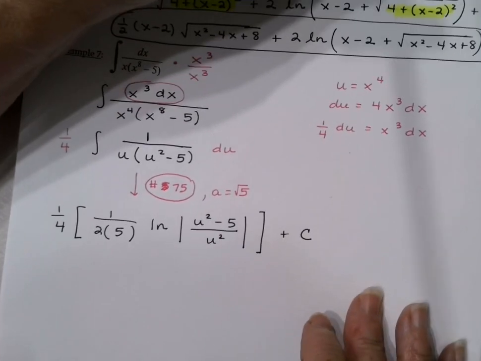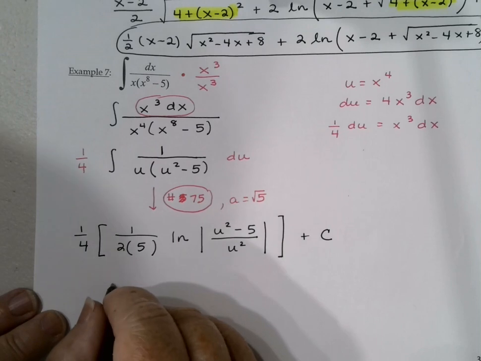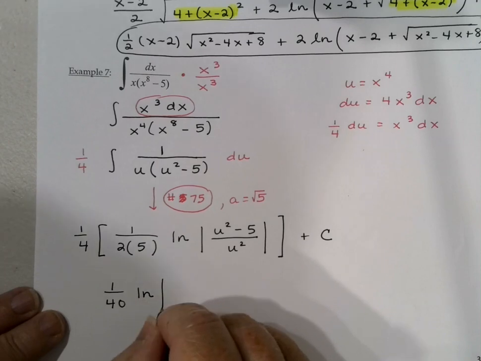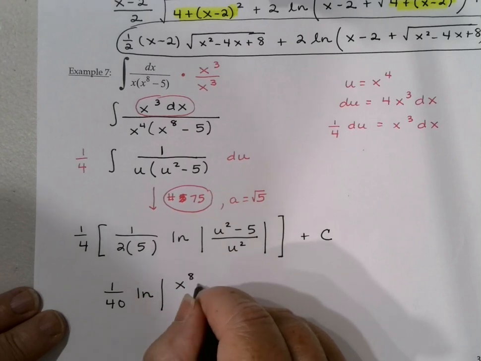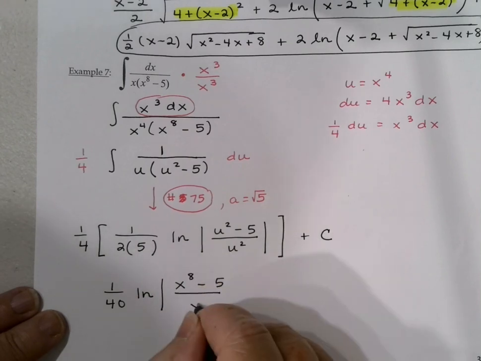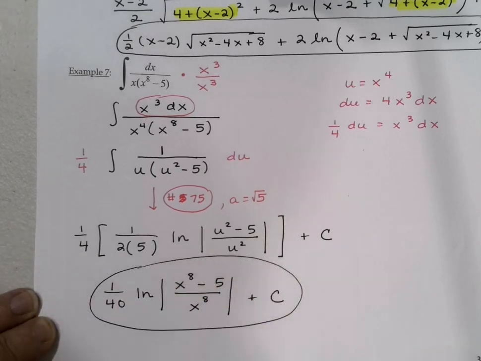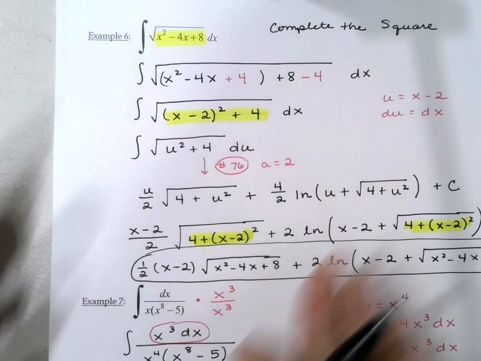Just a tiny bit to simplify, and we'll have this. Let's see, that's 8 times 5, 40. 1/40th natural log of, u is x to the fourth, so u squared is x to the eighth minus 5 over x to the eighth, plus c. And there we go. So again, we're seeing a couple of those old tricks. We saw the completing the square, we're seeing the multiply by a form of 1, things that we've seen before happening again.